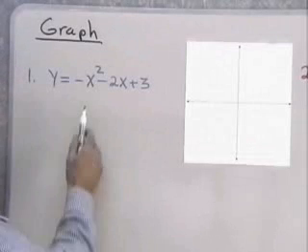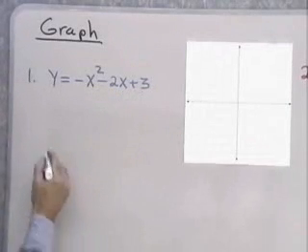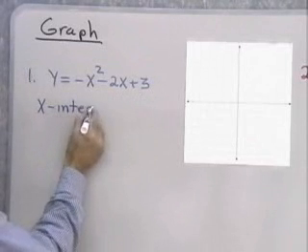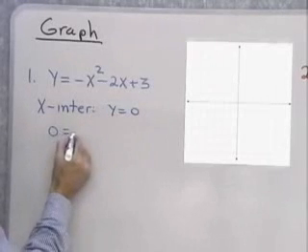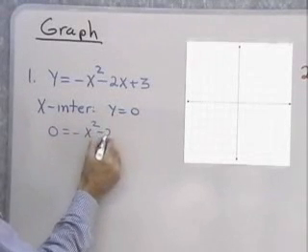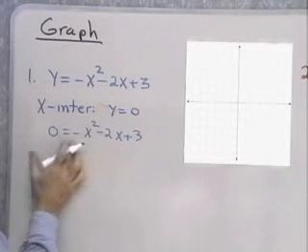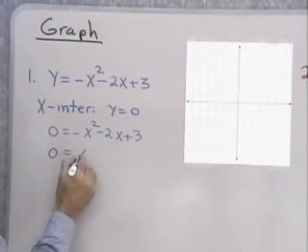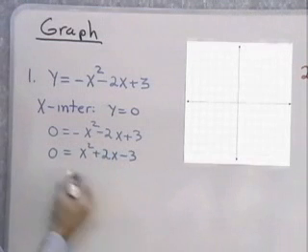Let's graph y equal negative x squared minus 2x plus 3. The first thing I'm going to do is find the x-intercepts, and I'll do that by letting y be equal to 0. So 0 is equal to negative x squared minus 2x plus 3. To make this easy to solve, I'm going to multiply both sides by negative 1. 0 times negative 1 is 0, and I have x squared plus 2x minus 3.